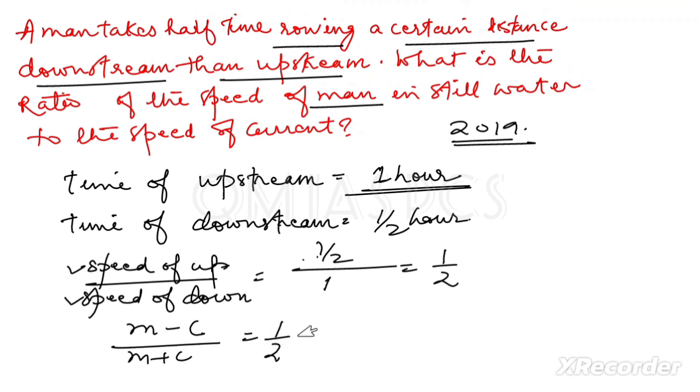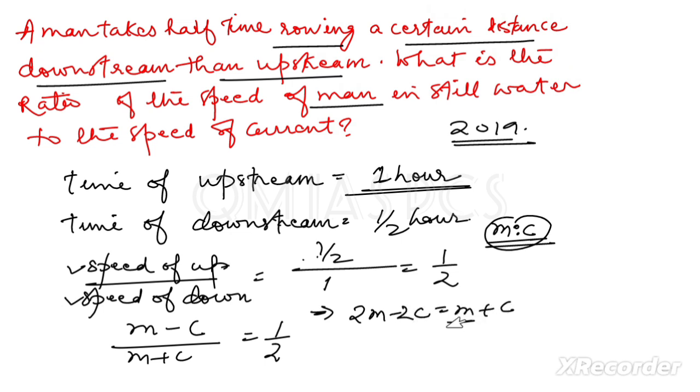Why am I writing here like this? Because we have to find the ratio of m and c. We have to find m is to c. Here you can apply componendo dividendo, but that concept I have not given you, so you can apply cross multiplication too. So it will be 2m minus 2c, here is m plus c.